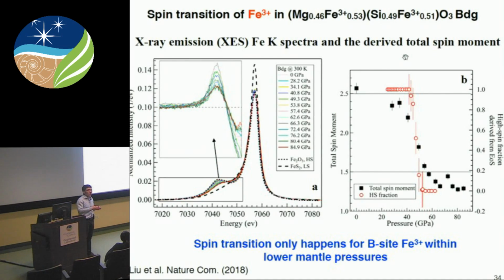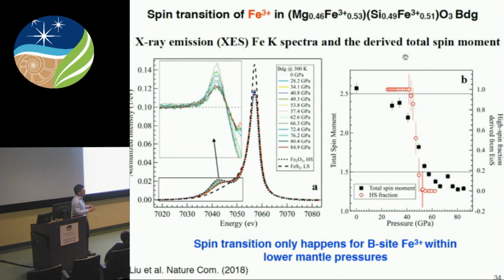The initial value is 2.5, which corresponds to both the A site and B site being in the high spin state. And finally, it reaches a plateau around 1.5, which corresponds to the spin transition occurring only on one side, while the other side is still high spin. So in this case, we are seeing only half of them lose the spin moment.